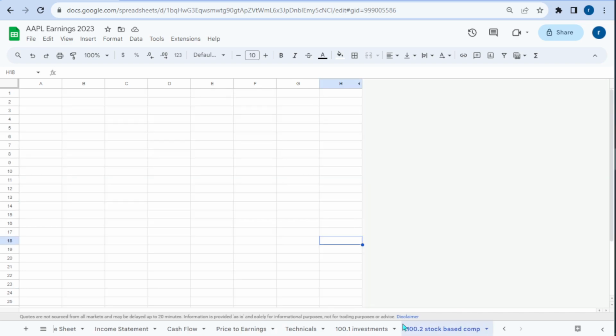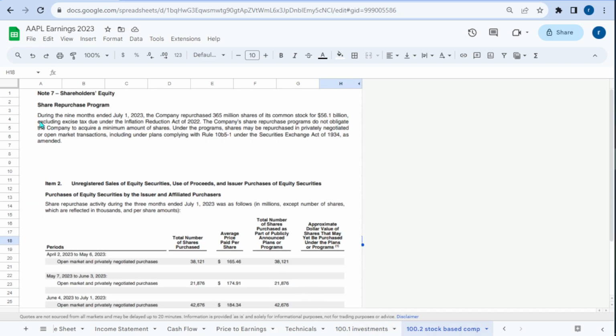So if we go over to tab 100.2 right here, you can see right here, they have this note. So when you actually go into the 10Q, they have all of these important financial notes. Now, note 7 is going to be talking about shareholders' equity. And here they talk about the share repurchase program. So I'm going to go ahead and read this for you. It says, during the 9 months ended July 1st, 2023, the company repurchased 365 million shares of its common stock for 56.1 billion, including excise tax due under the Inflation Reduction Act of 2022.